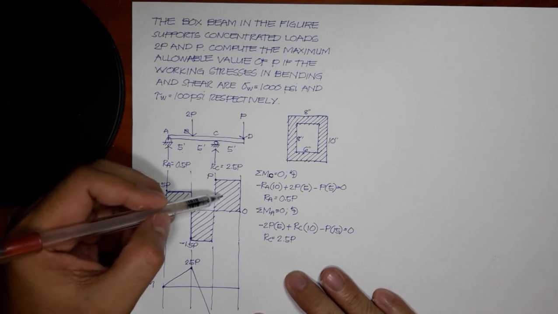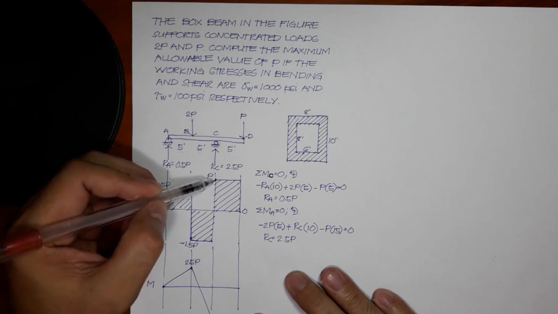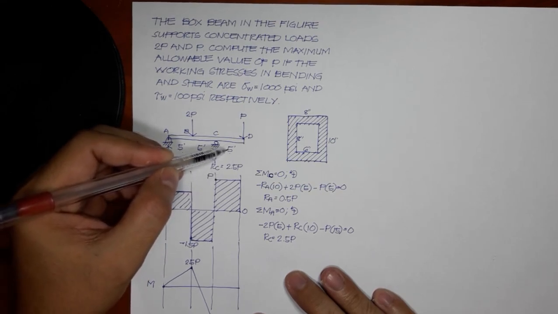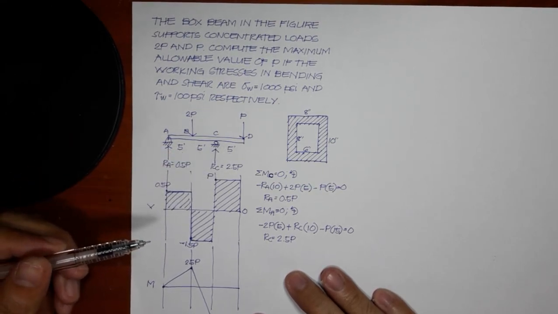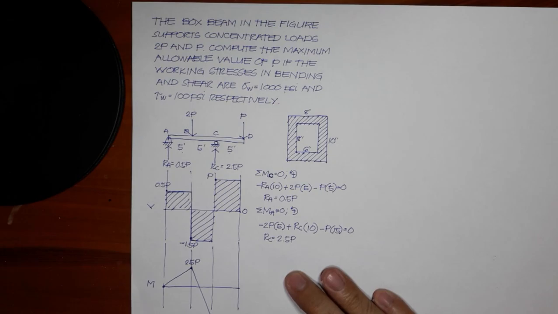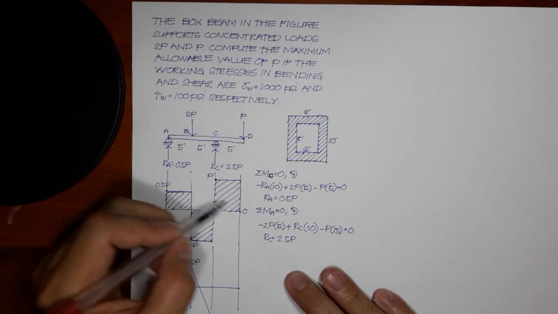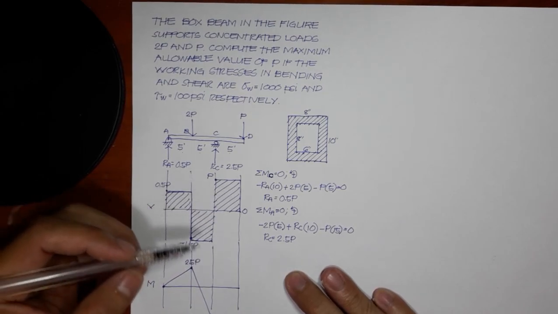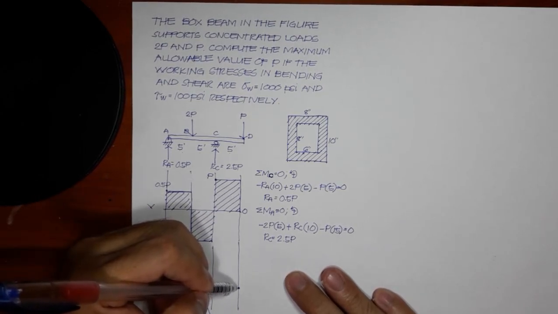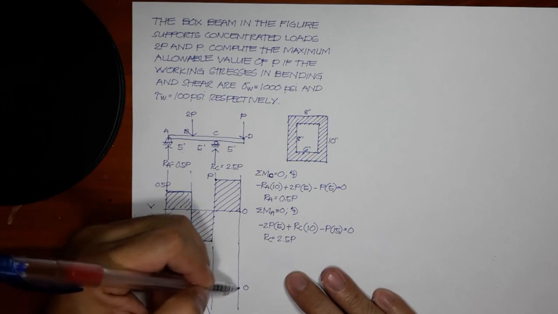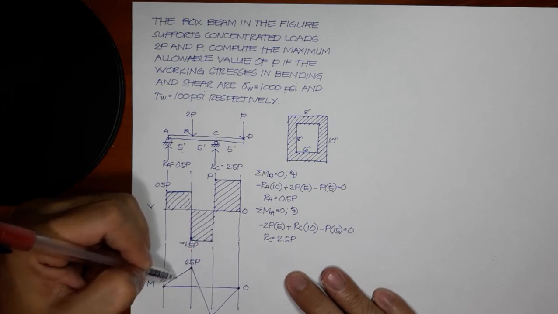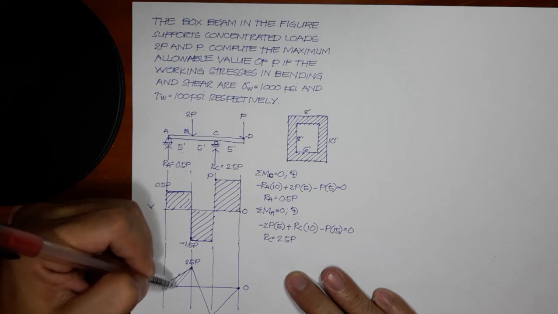Lastly, we have this positive load. We have a value of P times 5 feet, so we can have 5P. Now this is already negative 5P. We add, because this is a positive area, so we add 5P, so we get 0. And this is now our moment diagram.